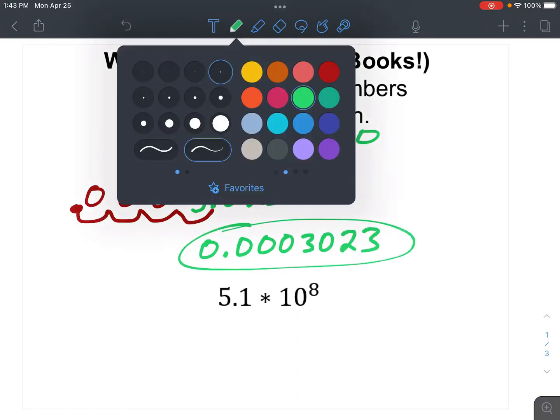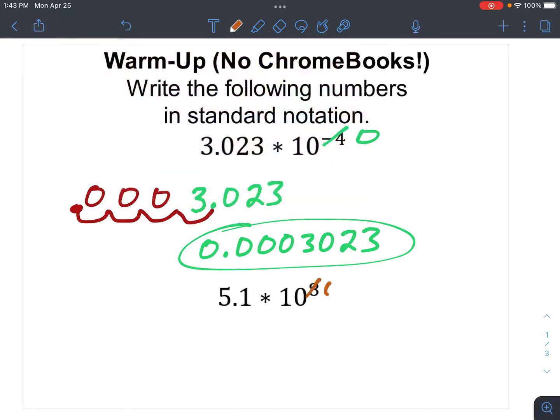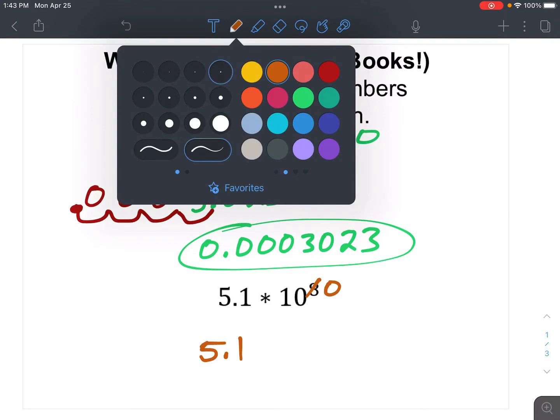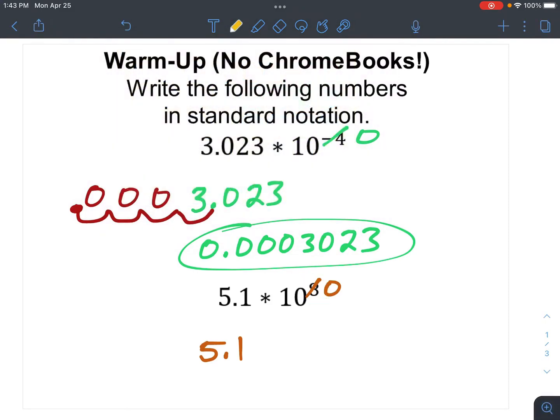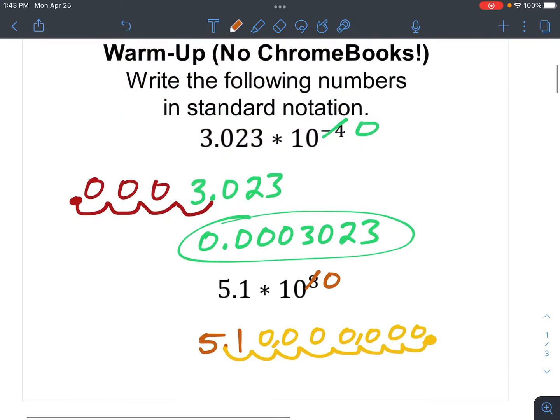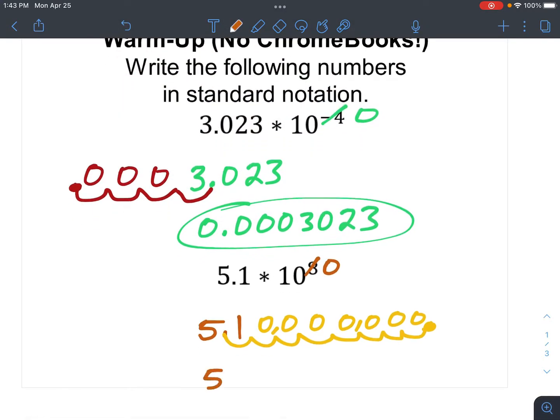Then for the second one, this time our 8 has to be reduced down to 0. So 5.1 is going to get bigger. If we start with the 5.1 there, we have to go 8 spots to make this number bigger. 1, 2, 3, 4, 5, 6, 7, 8. That's where the decimal point goes. Fill in all of those zeros there, and then we should include some commas as well. There's 1, there's 1. Okay, so your answer for this second problem should have been 510 million.